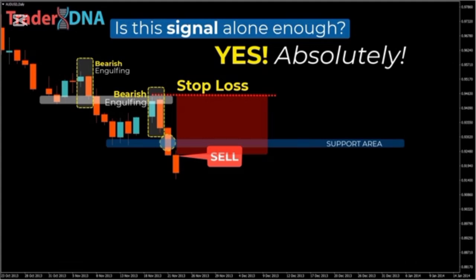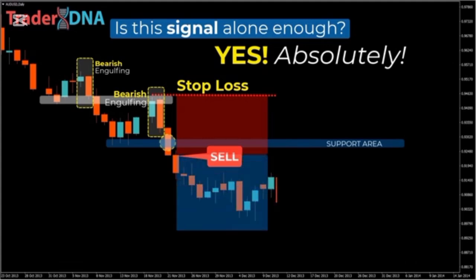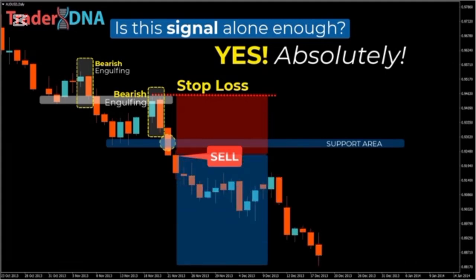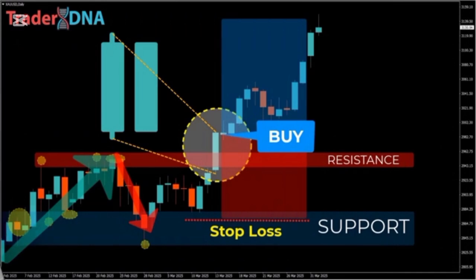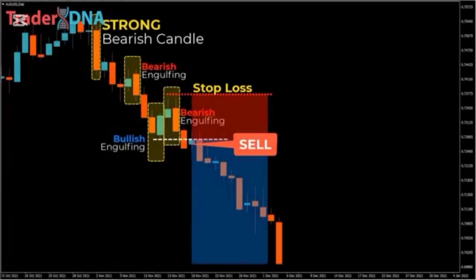And what happened next? The price dropped fast and deep. No hesitation, no second guessing, just a clean, powerful bearish move. This is exactly the kind of setup you need to master if you want to trade successfully. Master these 8 price action signals and take your trading to the next level.